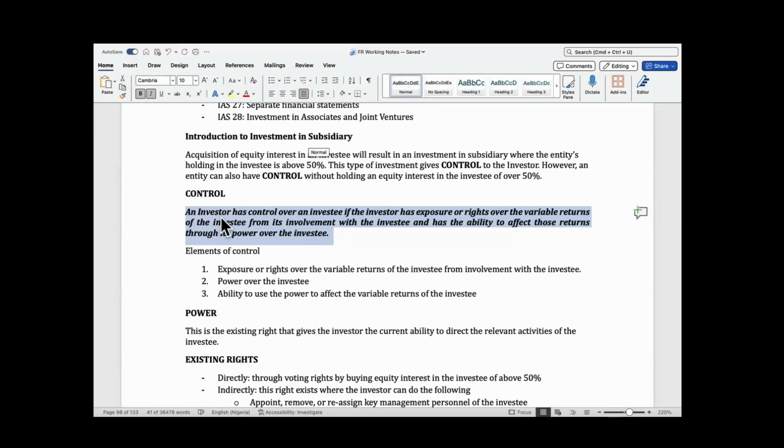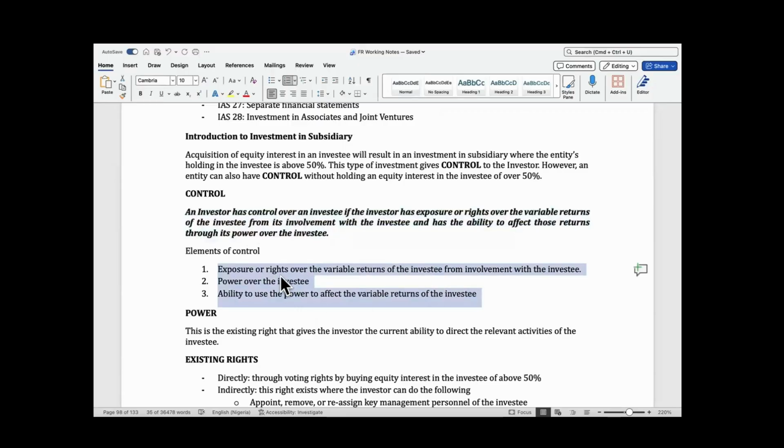So again, an investor has control over an investee if the investor has exposure or rights over the variable returns of the investee from its involvement with the investee and has the ability to affect those returns through its power over the investee. So I broke down this element of control. They can ask you in the exam the element of control.